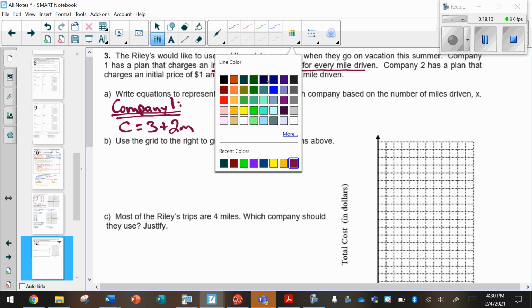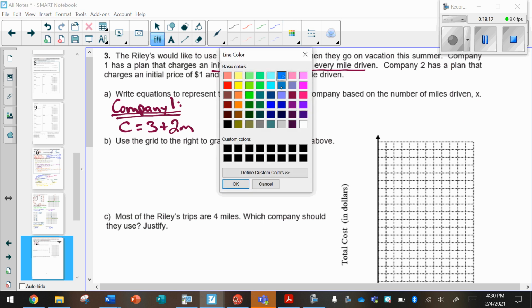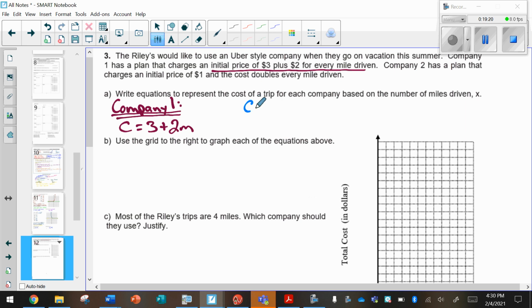Company 2, let's see, I'll pick a nice blue. Company 2 has an initial charge or price of $1, so their cost is $1, and it doubles. So that means we multiply times 2 every mile that's driven. So what we're going to do now is graph these two functions, these two equations on our graph.